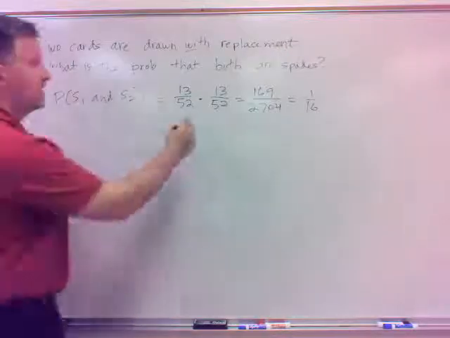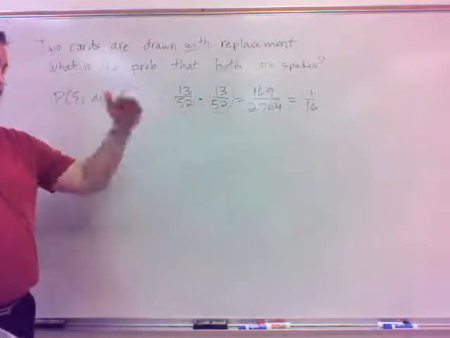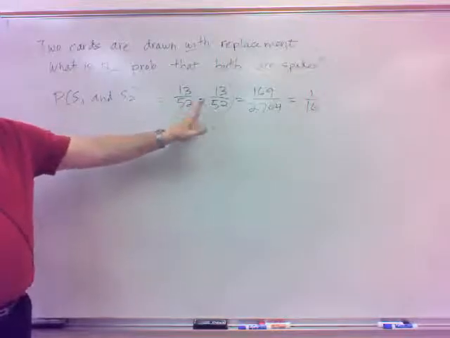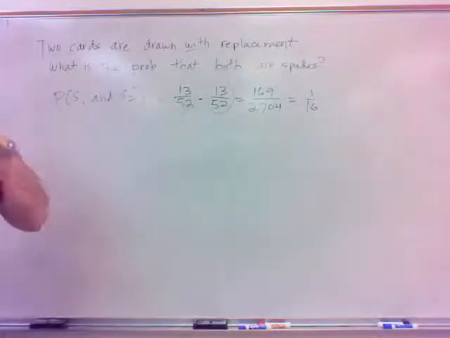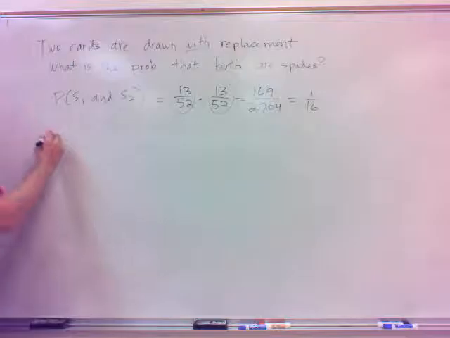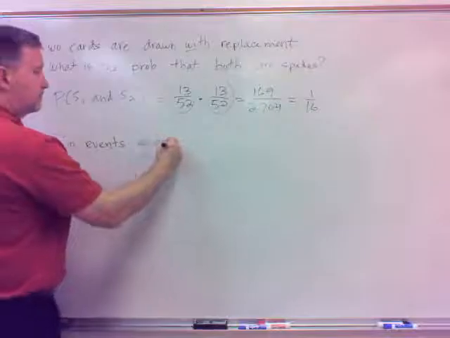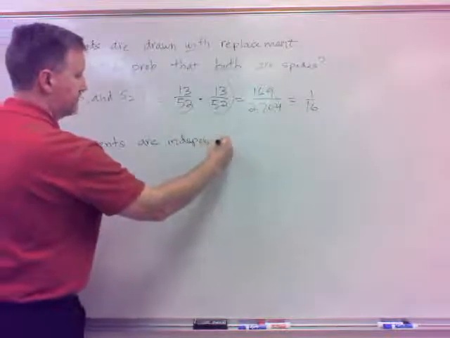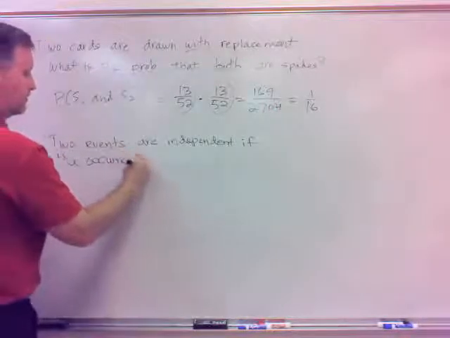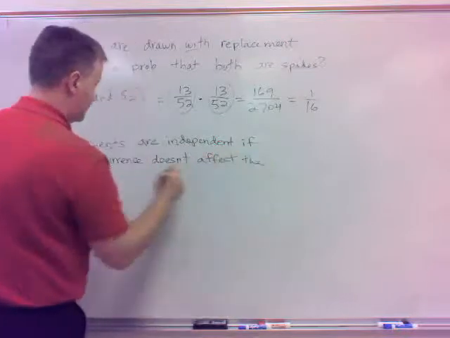Now, tied in with that, let me talk about this. What we saw was this probability didn't change. I mean, it was spade here and spade here. Without replacement, this second one changed. With replacement, it didn't. In that case, what we have here is what's known as independent events. Two events are independent if the occurrence of one doesn't affect the probability of the other.